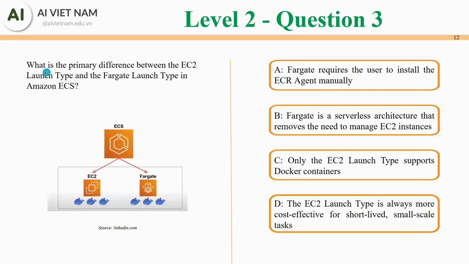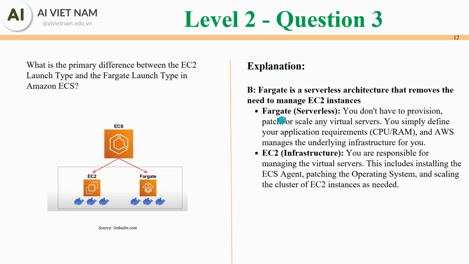Question 3. What is the primary difference between the EC2 launch type and the Fargate launch type in Amazon ECS? The correct answer is that Fargate is a serverless architecture that removes the need to manage EC2 instances. So here we will compare Fargate and EC2. Fargate is serverless, which means you don't have to provision, patch, or scale any virtual servers.